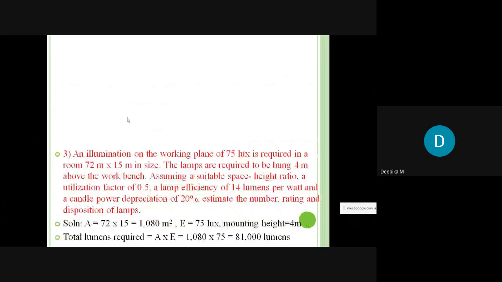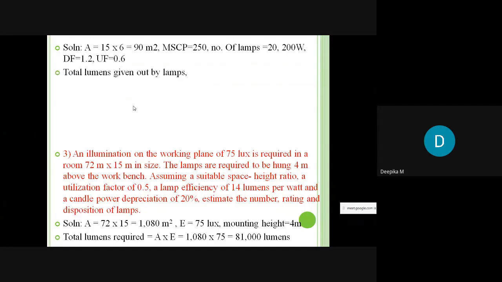So how do we proceed with this? The area which is given is 15 into 6, which is nothing but 90 meters square, that is length into width. Next, MSCP they have given, which is 250, and the number of lamps is 20, each having 200 watt of wattage. And the depreciation factor they have given, which is 1.2, and the utilization factor, which is 0.6.